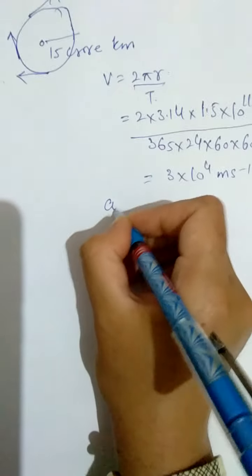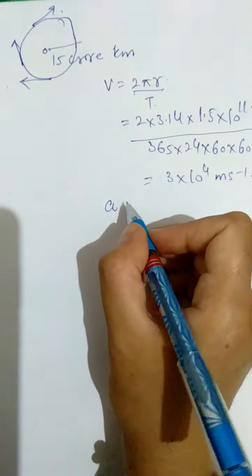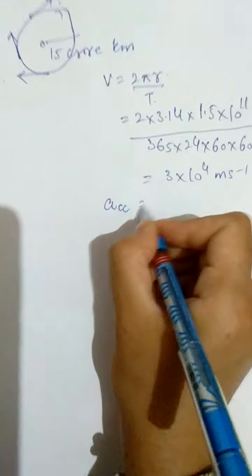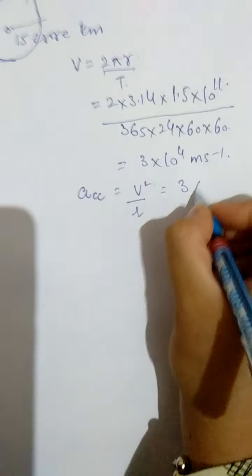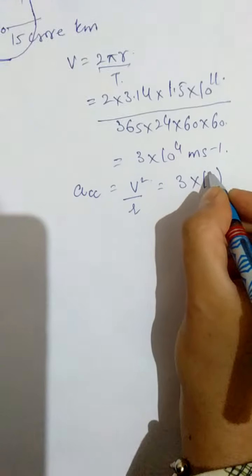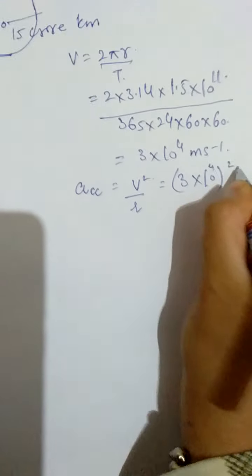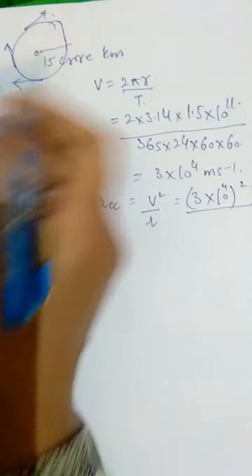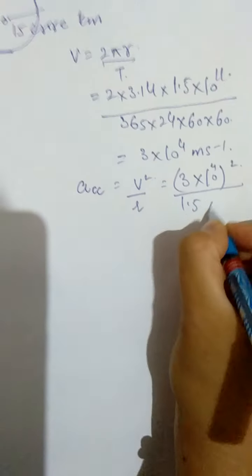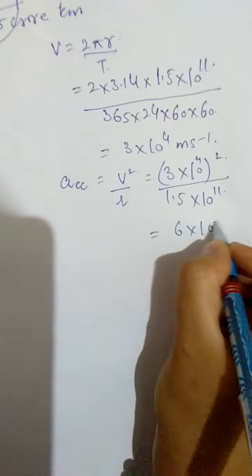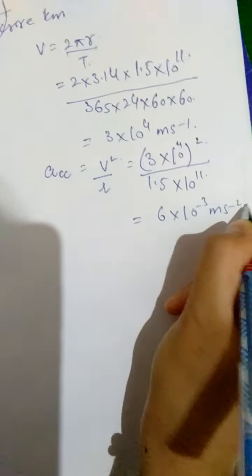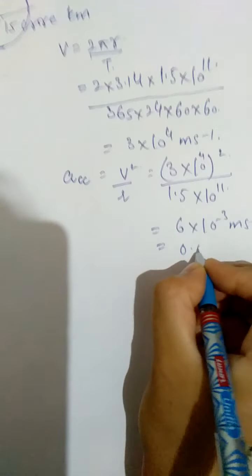Now, what is the acceleration? Because it is a circular motion, there will be a centripetal acceleration. That acceleration is obviously v square by r. So, v square we have already found, and r is again 15 crore kilometer, 1.5 into 10 to the power 11. And this comes out to be 6 into 10 to the power minus 3 meter per second square. And this value is quite small.